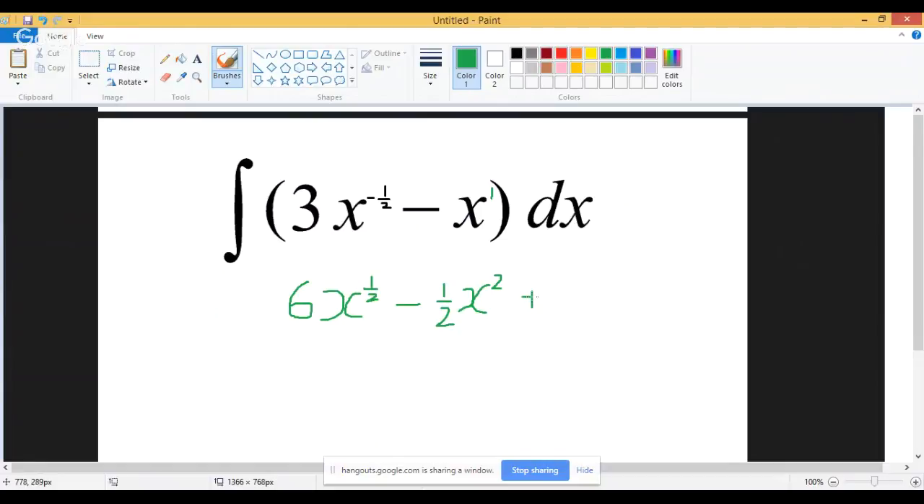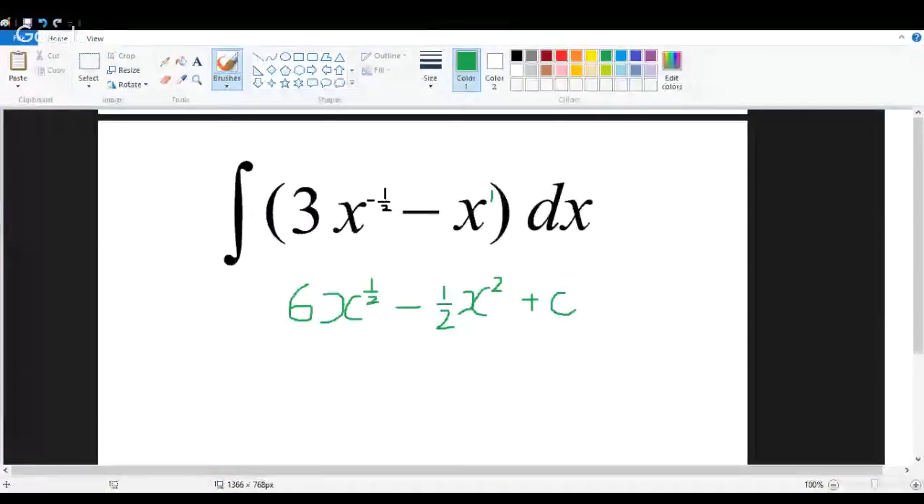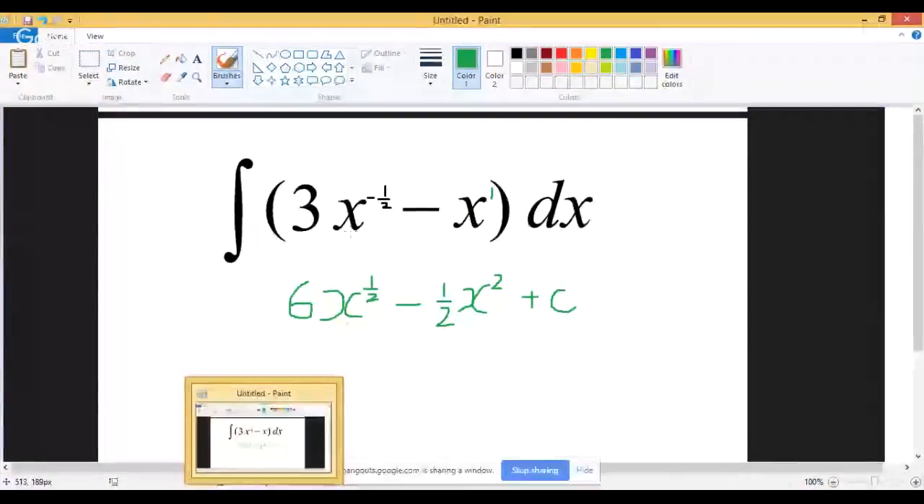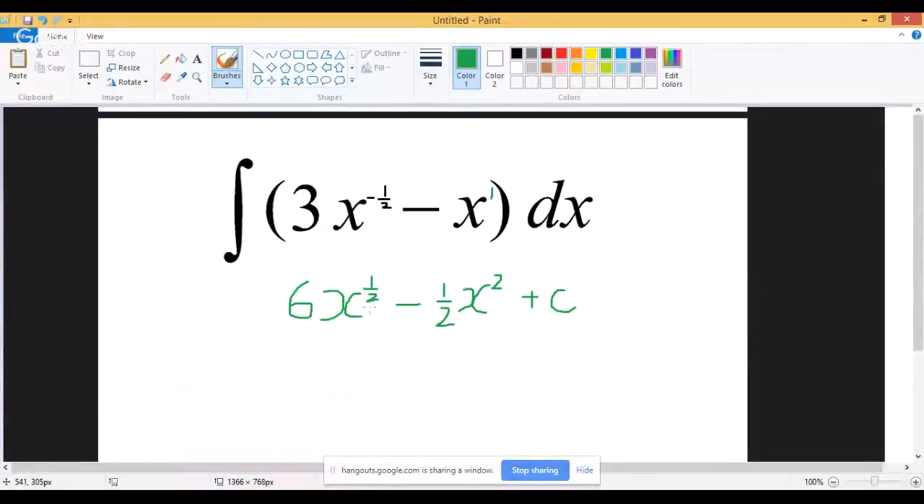And then we have to remember that when we integrate, we don't see anything at the end because it would have dropped out from the equation. So we just have to remember that there's a constant at the end. Okay, and that's all the question asked for, was to integrate, and we've done that.